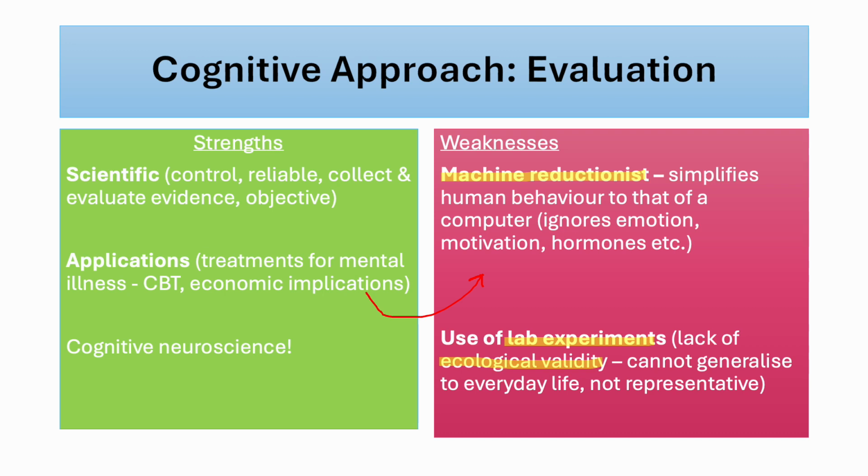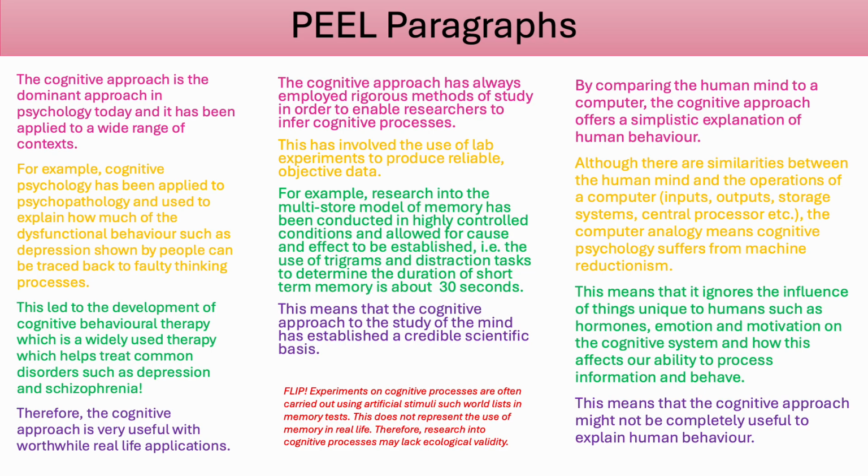So this is an opportunity for you to pause and jot down how you would add evidence and explanation to these evaluation points. And in 5 seconds, we'll look at my PEELs. Okay, so the pink is to represent the point, the orange is the evidence, the green is the explanation, and the purple is the link.